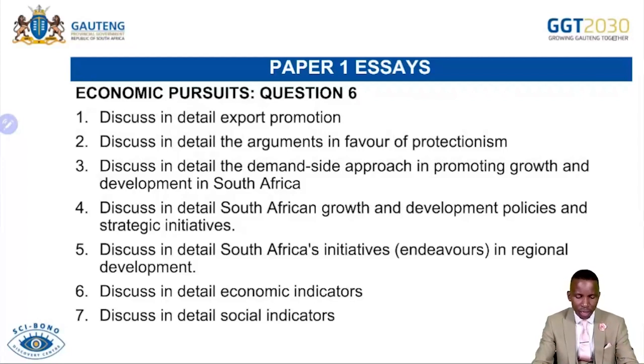And then we continue with indicators now. Discussing detailed economic indicators. You know them, 6 of them. Be able to discuss them. They are very easy in case you choose to answer, say, on question 6.